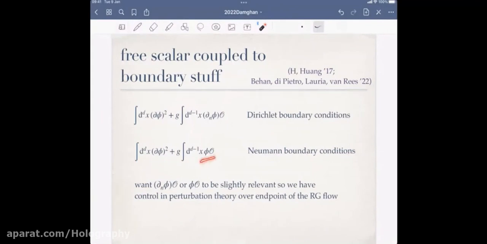Maybe you can make these very slightly relevant so that these couplings are small and weakly coupled. Maybe it won't flow too far, and it will quickly get to some kind of renormalization group fixed point where you have perturbative control of what's going on. So that was the idea. And then maybe once you have a model like that, you can push on it a little bit and learn about what happens at strong coupling.